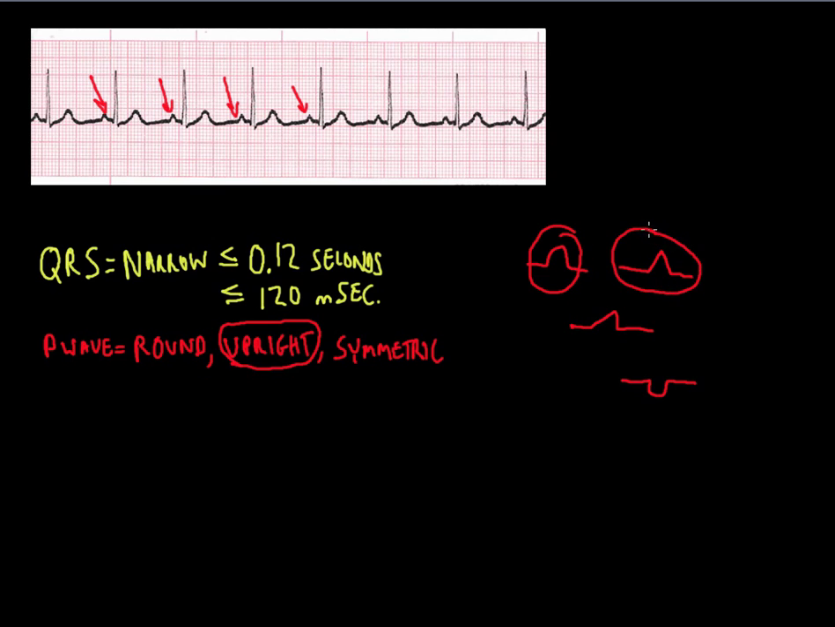This one, even though it's pointy, still fits. This one is okay, even though it's strange. It's like, well, it's not round and it's not symmetric, but it is upright, so it hits the one and only critical criteria. Then this one over here, though, that doesn't qualify as a normal P wave in this case, and the reason is that it's not upright.